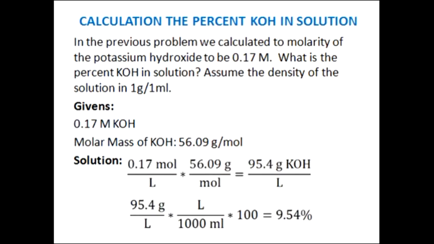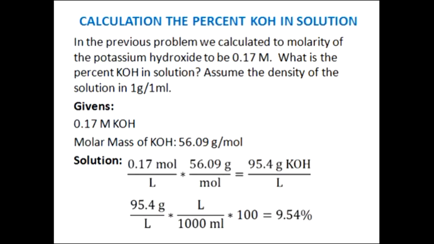Let's take that example one step farther and calculate the percent of potassium hydroxide in that solution. To do this, we are going to assume that the density of the solution is 1 gram equals 1 mL. So we know the molarity of our solution, that is 0.17 moles per liter. We need to get that in grams per liter, so we multiply by the molar mass of potassium hydroxide, which happens to be 56.09 grams per mole. So we know that in a liter, we would have 9.54 grams of potassium hydroxide.